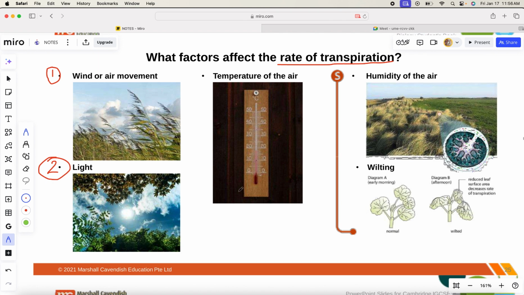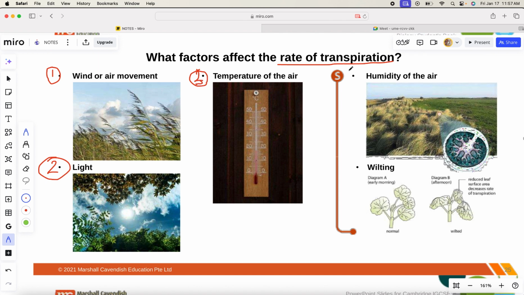Number three factor is called temperature. Of course, when temperature increases, the rate of transpiration will increase. Because when temperature increases, the plant will be hotter, right? There is more heat energy, and then more water will be lost. More water will be converted to water vapor and will be lost from the leaf of the plant. This is number three.